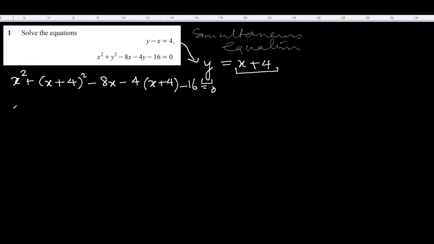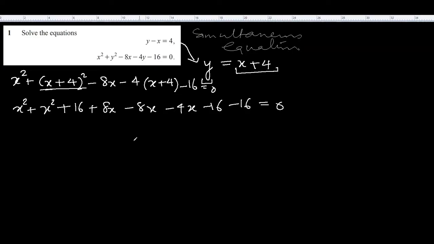Let's see. So x squared, if I open this bracket, I'll get x squared plus 4 squared, which is 16, plus 2 times x times 4, which is 8x, minus 8x, minus 4x, minus 16 equal to 0. So x squared and x squared give us 2x squared, 8x and 8x get cancelled, so only minus 4x is there. 16 and minus 16 cancel out, so only minus 16 is left.